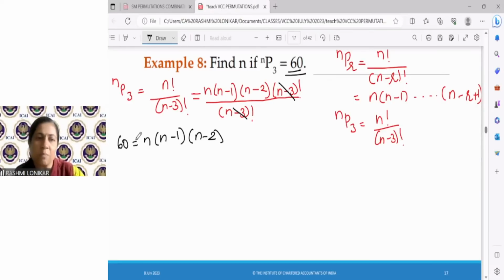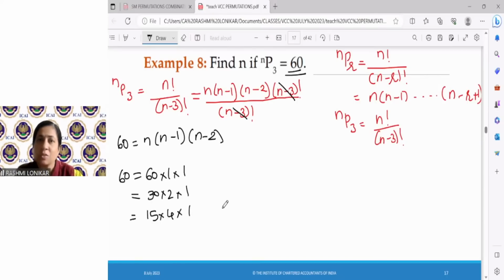What does this mean? It means that 60 is a multiplication of 3 consecutive numbers. Here n into n minus 1 into n minus 2 means what? There are 3 consecutive numbers like 6, 5, 4. No, that type of thing. Now let us see the factors. How can I write 60 as a product of 3 numbers? 60 into 1 into 1. I can write it as 30 into 2 into 1. But as you can see, none of these are consecutive numbers. So I can write this as 15 into 4 into 1. But this is not going to solve my purpose.